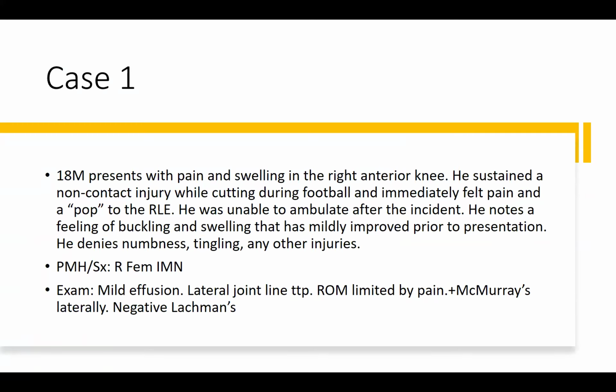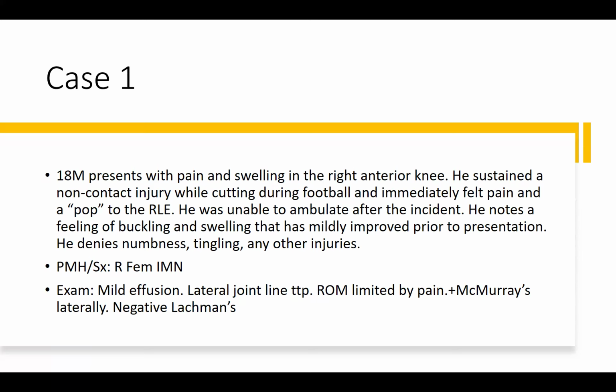So our first case today is an 18-year-old gentleman who presented to the office with pain and swelling in the right anterior knee. He sustained a non-contact injury while cutting during a football practice and immediately felt pain and noted a pop to the right lower extremity. He had difficulty ambulating after the incident. He notes a feeling of buckling in the interim and swelling that has mildly improved prior to his presentation today. He denies any numbness, tingling, or any other injuries.